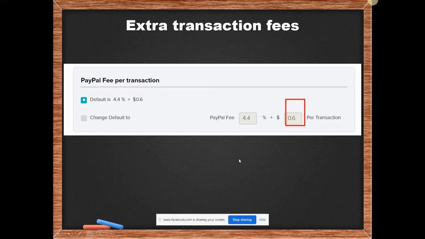For managed accounts, I just put it here. Okay, I just put it here in my PayPal fees. Okay, so I put 3.6 instead of 0.3. So about the auto orders, right?